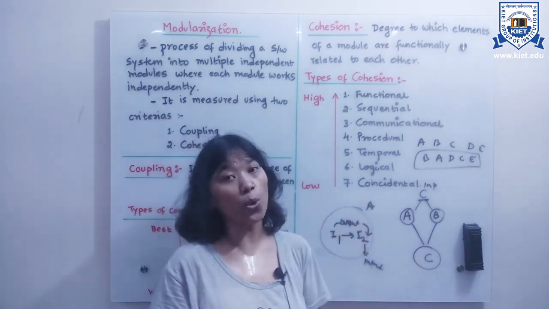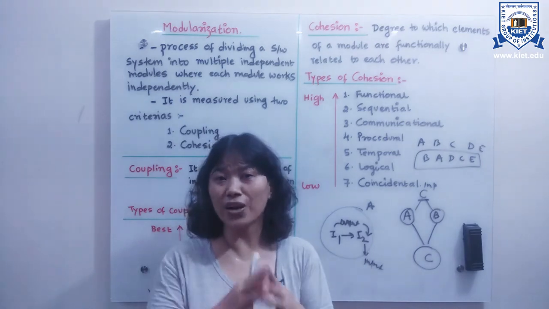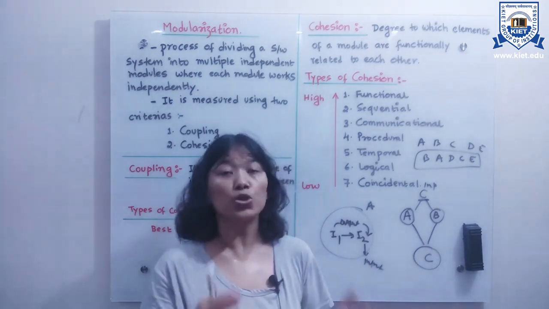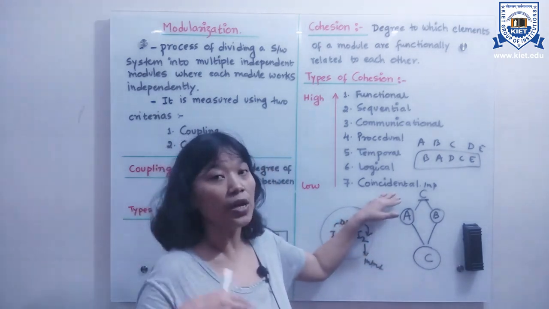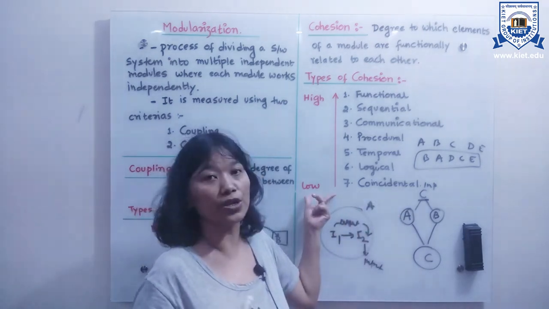And last is coincidental cohesion. As the name itself says, when two operations are not at all related to each other but are accidentally together, such kind of cohesion is called coincidental cohesion. And because they are together accidentally, such cohesion is low.